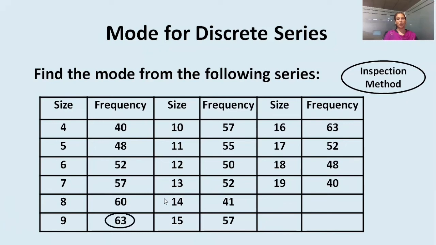So 63 is occurring 2 times. So that means in this particular series, there are 2 modes. So that way we can say this is a bimodal kind of distribution. So we can say the mode for this particular series is 16 and 9, because these two are the observations which have the highest frequencies. So this way these two will be reported as the mode value for this particular given distribution.